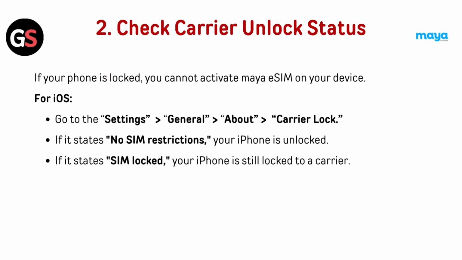Check carrier unlock status. If your phone is locked, you cannot activate Maya eSIM on your device. For iOS, go to Settings, then General, then go to About, then tap on Carrier Lock. If it states no SIM restrictions, your iPhone is unlocked. If it states SIM locked, your iPhone is still locked to a carrier.